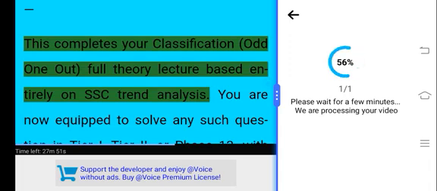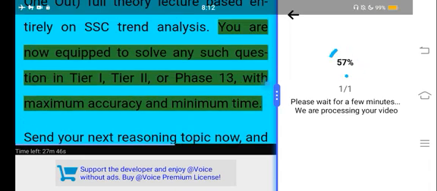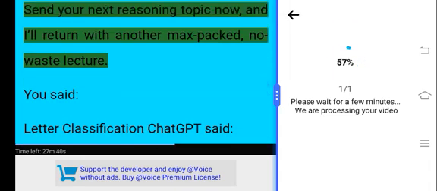This completes your classification odd one out full theory lecture based entirely on SSC trend analysis. You are now equipped to solve any such question in Tier 1, Tier 2, or Phase 13 with maximum accuracy and minimum time. Send your next reasoning topic now, and I'll return with another max packed, no waste lecture.